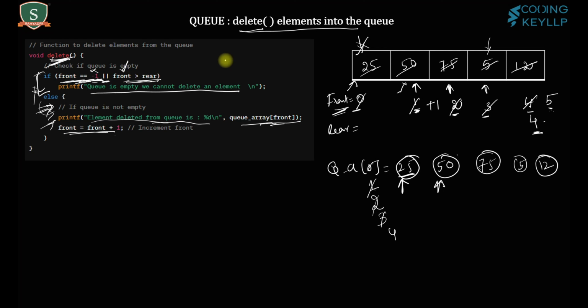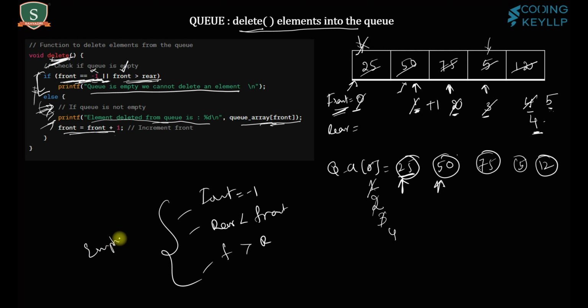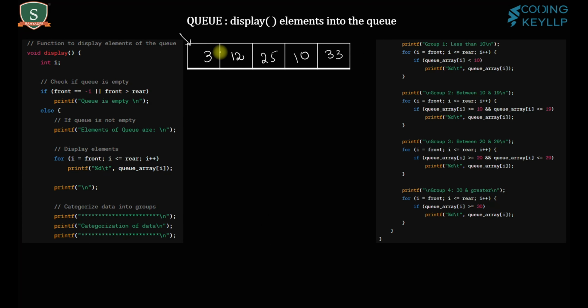Let us see how we print the elements. So by this, what did you understand? Here there are two conditions. If front is equal to minus 1 or rear value is smaller than front, or front value is greater than rear, it means that Q is empty. Let us consider this array having elements 3, 12, 25, 10 and 33, with the index values 0, 1, 2, 3 and 4. Let us try to display as per the question requirement. Let us trace this code.